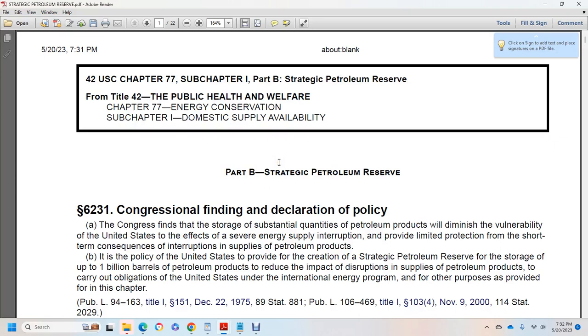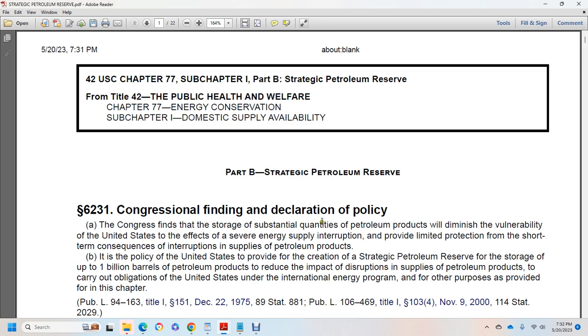Alright, Title 42, U.S. Code, Chapter 77, Subchapter I, Part B, Strategic Petroleum Reserve. Section 6231, Congressional findings and declaration of policy.